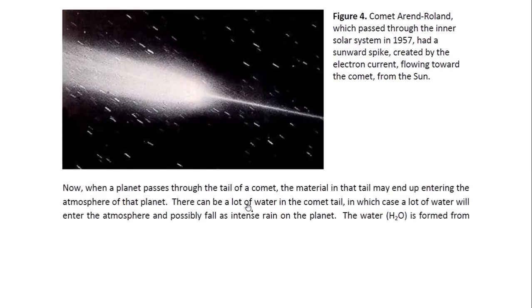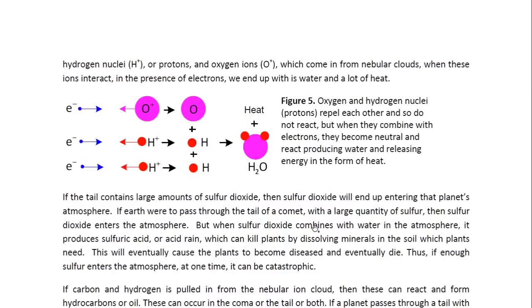Now, when a planet passes through the tail of a comet, the material in that tail may end up entering the atmosphere of that planet. And there can be a lot of water in a comet tail, in which case a lot of water will enter the atmosphere and possibly fall as intense rain on the planet. And the water, which is 2 hydrogen atoms and 1 oxygen atom, is formed from hydrogen nuclei.